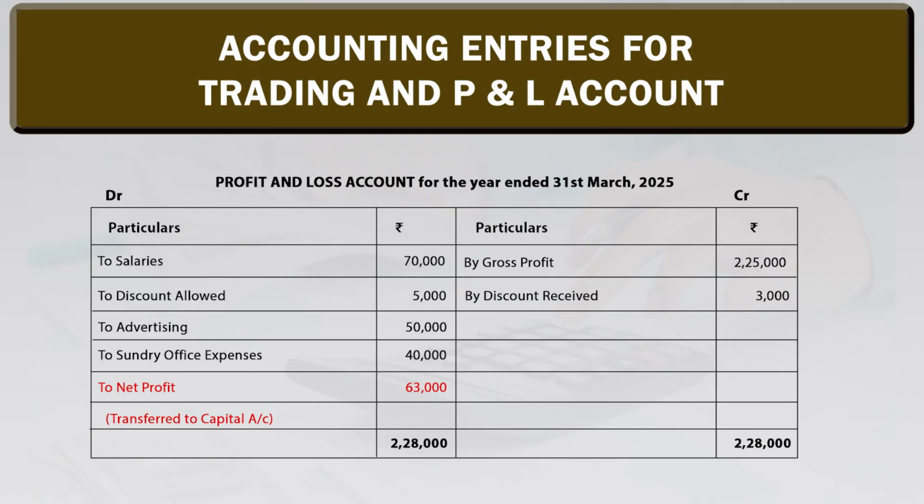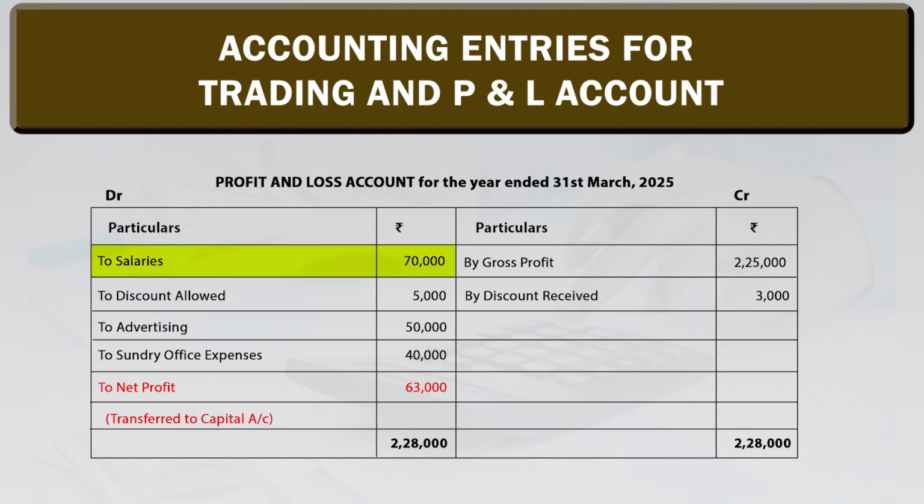So, we will see the profit and loss account for the year ended on 31st March 2025. Friends, as we know that we are having gross profit of rupees 2,25,000, that is why the first item of credit side is gross profit 2,25,000. Same time, we are having income in the form of discount received, that is rupees 3,000. Now, let us see the items of debit side of profit and loss account.